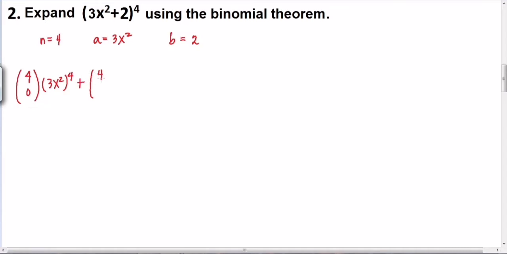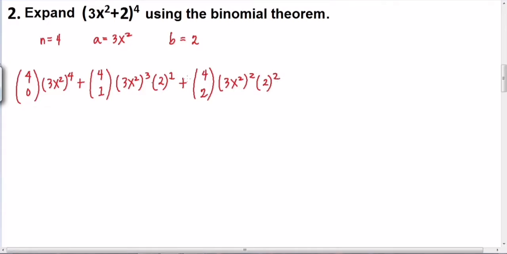Plus, so 4c1. So, 1 na to. And then, 3x squared yung a. So, ito, nagsimula ka ng 4, magiging 3 na siya. At dito, magkakaroon na ng b, which is 2 raised to 1. Kasi 0 siya kanina, so 1 na siya. Plus, ito naman, 4c2. So, yung 3x squared, mariraise naman siya sa 2. Kasi 4, 3, sunod ay 2. Tapos, yung second term na 2, mariraise naman siya sa 2. Kasi 0, 1, 2. Paakyat.